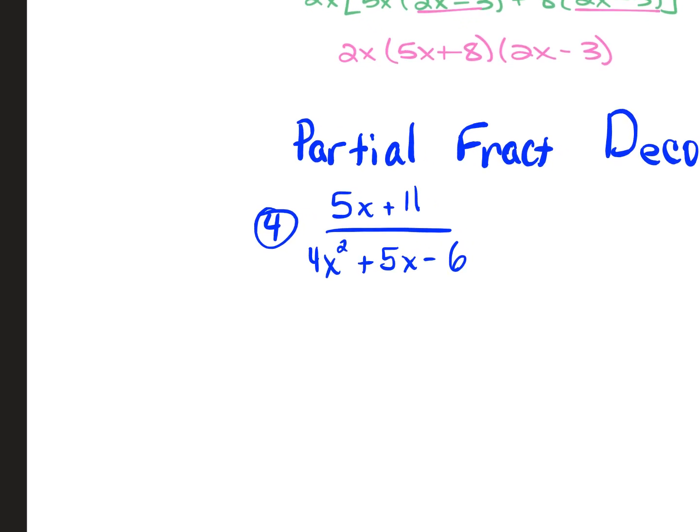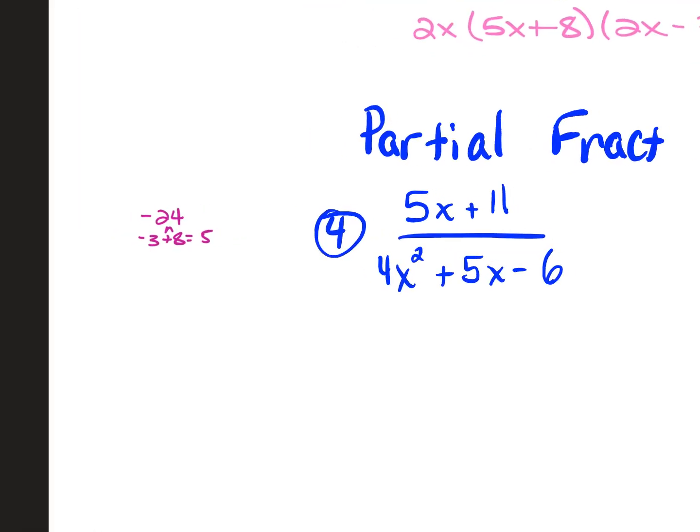Your denominator, you're going to factor that. The 4 times negative 6 gives you negative 24. Your factors of negative 24 that add up to 5 are negative 3 and positive 8. So this is going to give you 4x squared minus 3x plus 8x minus 6.